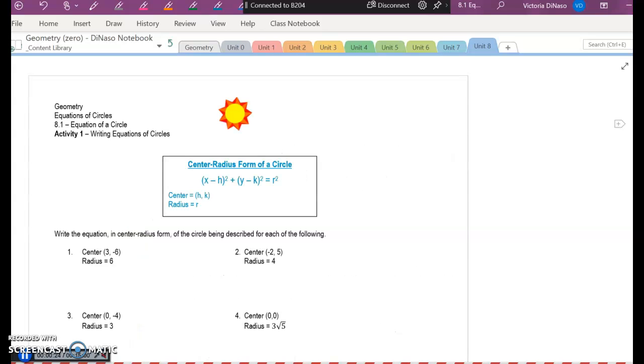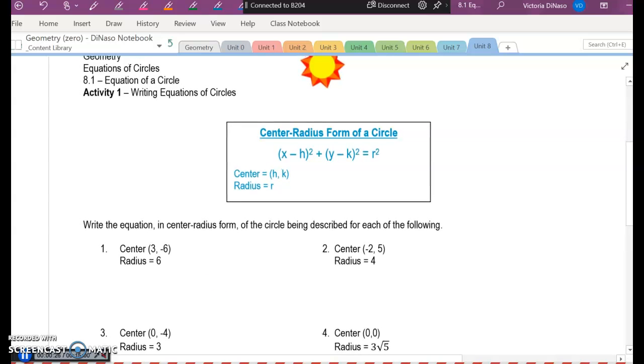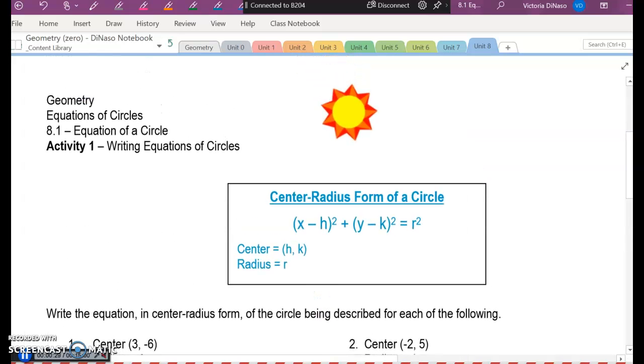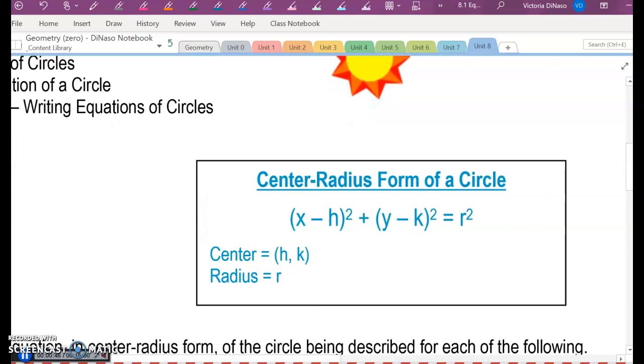So section 8.1, starting with writing the equation of a circle. The important part is that this equation is the center radius form of a circle. It looks kind of weird, but we have (x minus h) squared plus (y minus k) squared equals r squared. Couple things in here. The center is (h, k). So what you're going to do is take whatever is in the parentheses and flip the sign when you put it into the center radius form.